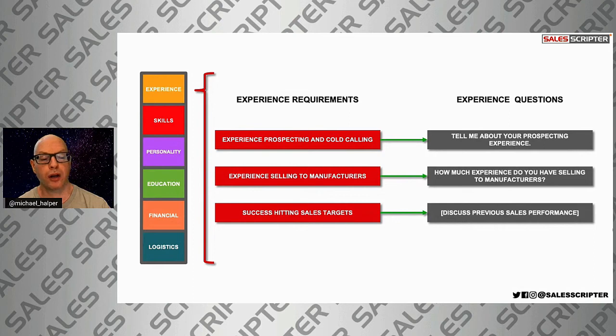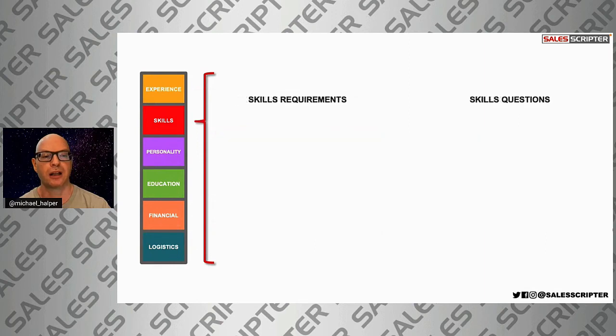Now, we're looking for someone that has success hitting sales targets. Instead of just asking, have you successfully hit your sales targets? Here I have more of a placeholder to discuss sales performance. After we get through the questions and talk about the interview process, I will show you a structured process that you can use for discussing previous sales history and previous sales performance. There's a structured process to go through and key things to look for, but just a placeholder here. Let's move on to the next category, which is skills.